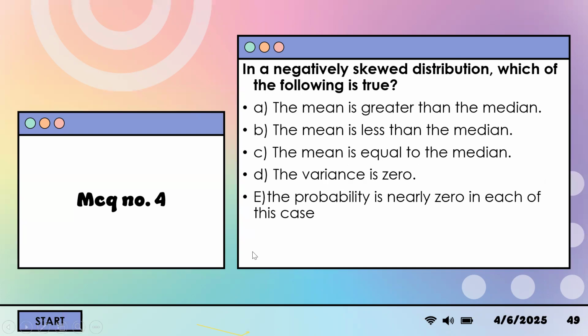So MCQ number 4, in a negatively skewed distribution, which of the following is true? The mean is greater than the median, the mean is less than the median, the mean is equal to the median, the variance is 0, the probability is nearly 0 in each of these cases. B. Yes, the answer is B. The mean is less than the median, and this is how we are going to get a negatively skewed curve.